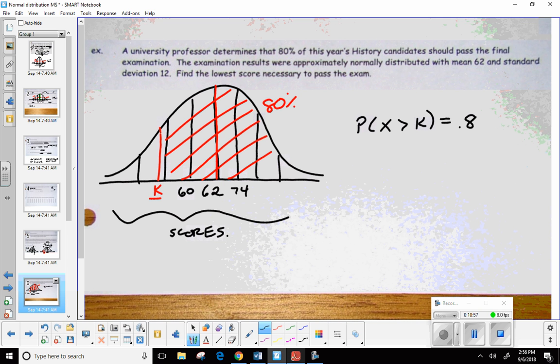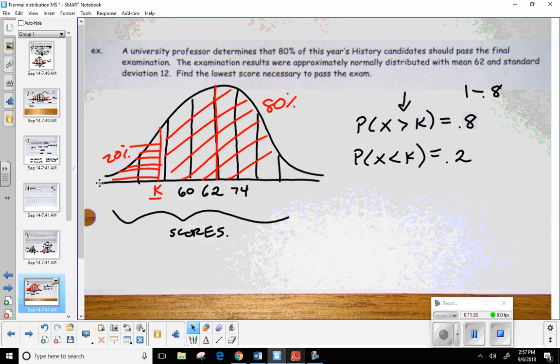Well, remember, when we're using the inverse operation here, the calculator is only capable of doing less than. So if it is greater than, we're going to rewrite it as less than, and we're going to take 1 and subtract the decimal we're given. So I'm going to set this equal to 0.2. And that makes sense, because if what's in red, the slanted lines, is 80%, then this right here would be the 20%. Okay, so let's go ahead and plug all of my information in.